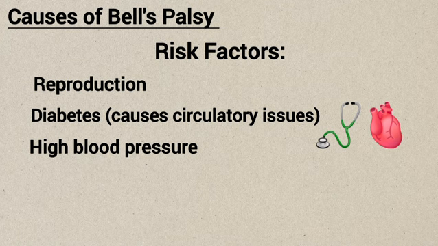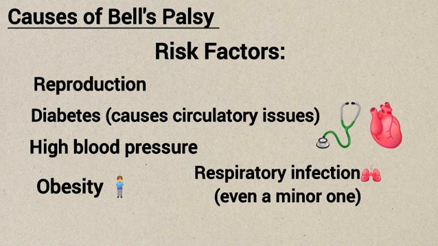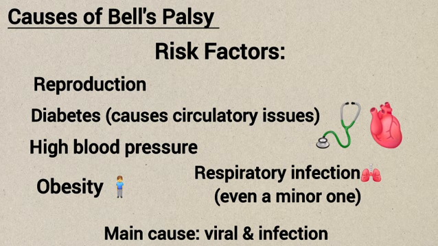More risk factors include obesity. It is also a risk factor that can increase the chances of Bell's palsy, and upper respiratory infections, meaning infection in the upper respiratory system, can also trigger Bell's palsy. Even if the respiratory infection is very small, it can still trigger Bell's palsy, as the main cause of Bell's palsy is viral infections. So these were the causes of Bell's palsy.